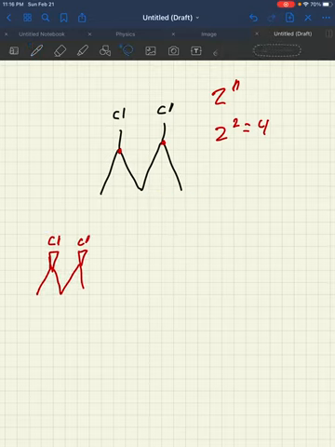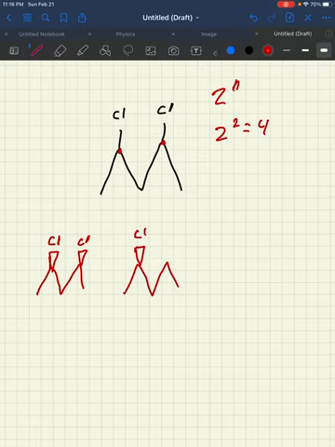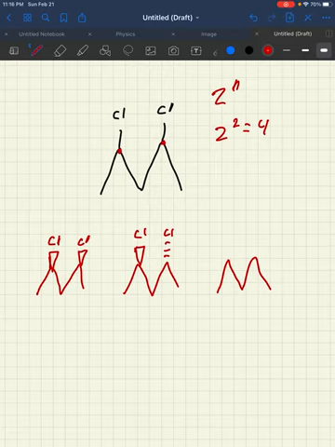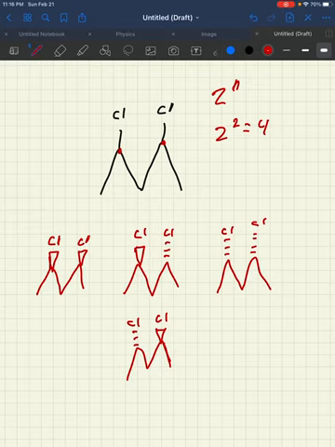That's a poor one, but you guys get the point. So we now have our 4 stereoisomers drawn out.